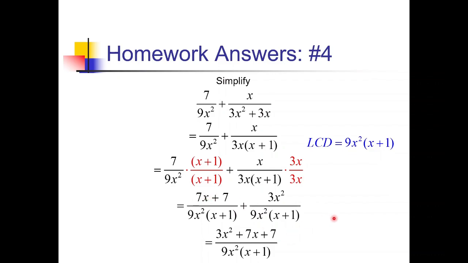Now, is this fully factored and reduced? Well, let me check. If I do the AC method, 3 times 7 gives me 21. So I'd be looking for things that multiply to 21 and add up to 7. Not a lot of options. 1 and 21 doesn't work. 3 and 7 doesn't work. So this one actually can't be factored any further, and I'm done with this.